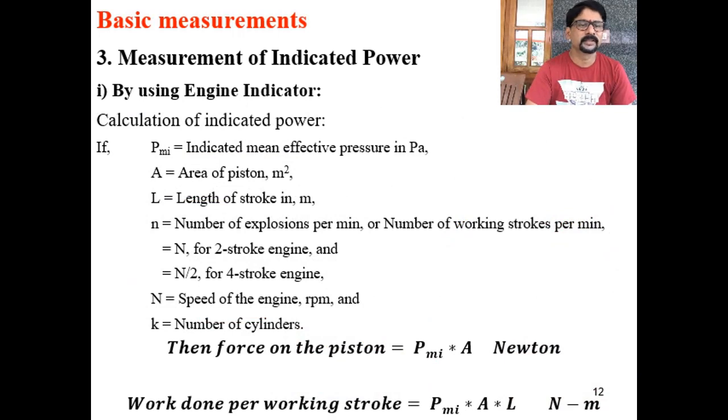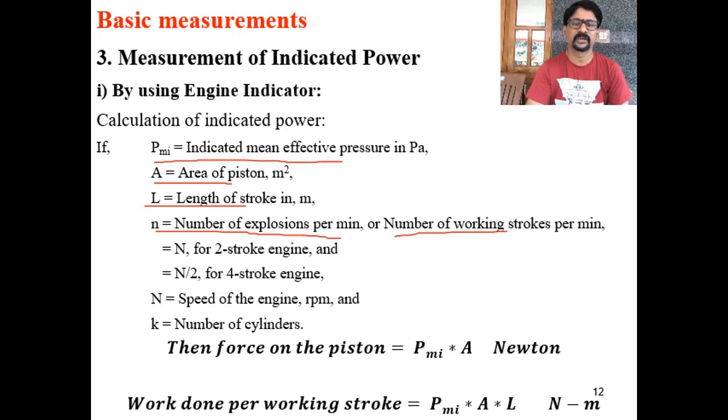Now let us see how to calculate the indicated power once you find out the indicated mean effective pressure using the engine indicator. If PMI is the indicated mean effective pressure in Pascal, and A is the area of the piston in meter square, L is the length of the stroke in meters, and N is the number of explosions per minute or number of working strokes per minute.